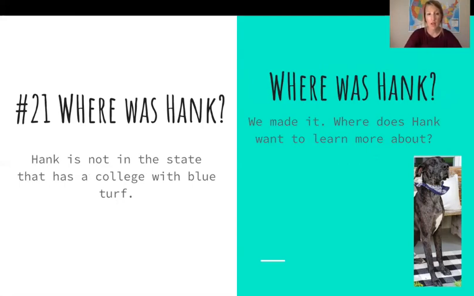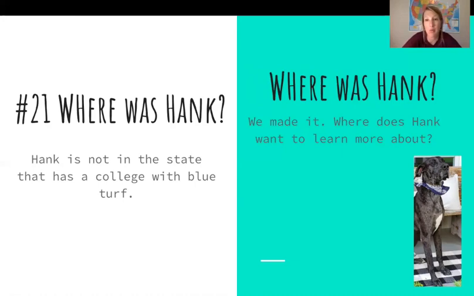Number 21, Hank is not in the state that has a college with blue turf. This might not be something you learned about, but it's something you could research. There's a state that has a big college in it that their football field has blue turf. I know, it's crazy, right? So he's not in that state. Could you imagine if Tennessee had an orange turf field?